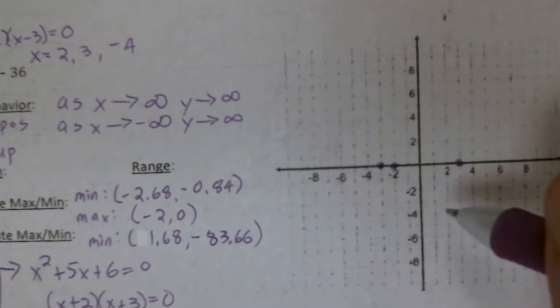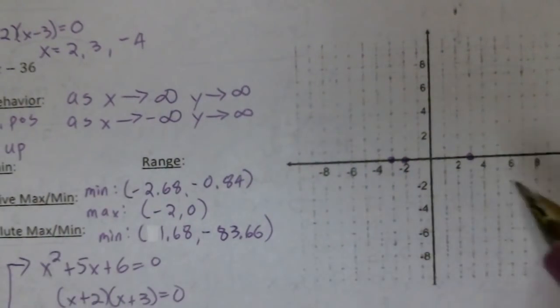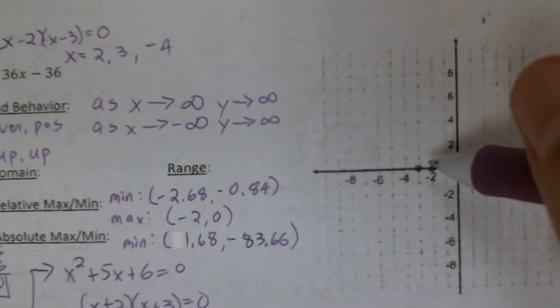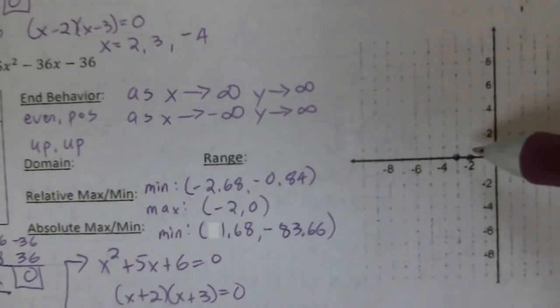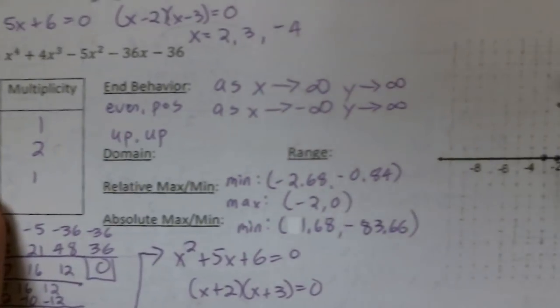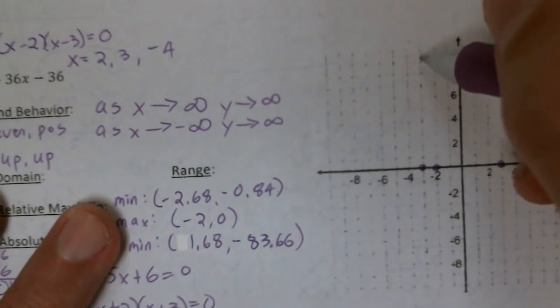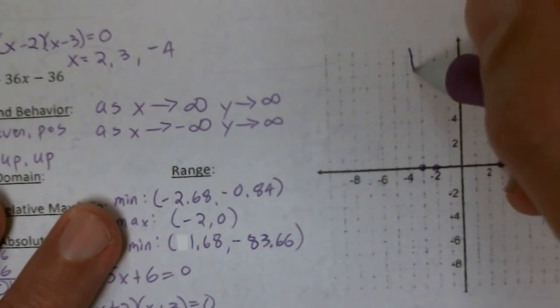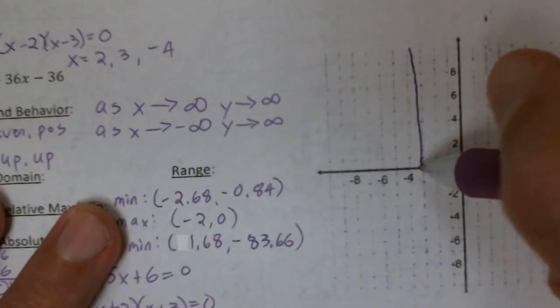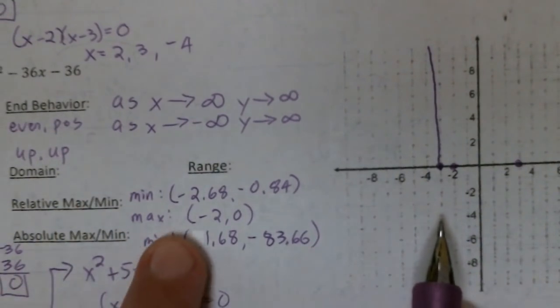So this is going to be our W. Okay, so it's going to be up, up. So what happens at the negative 3? That just goes straight through. Okay, so it's going to come down here straight through the negative 3. And then we're going to have our first little minimum right there.